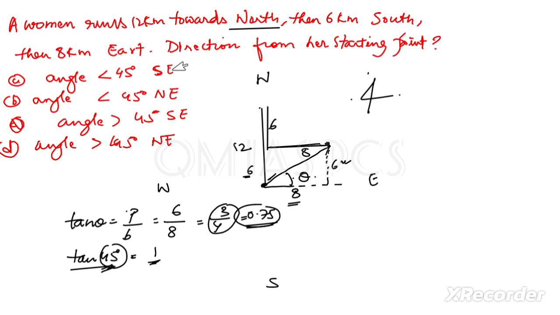Now which one, southeast or northeast? You can simply say this is the final direction, this is northeast. So this is your final answer: the angle is less than 45 degree, in the direction of northeast.